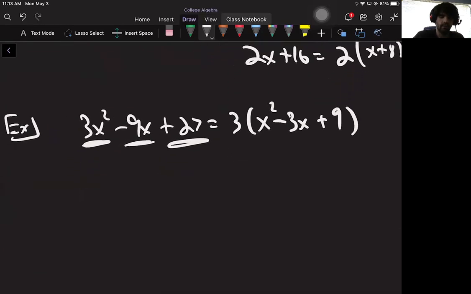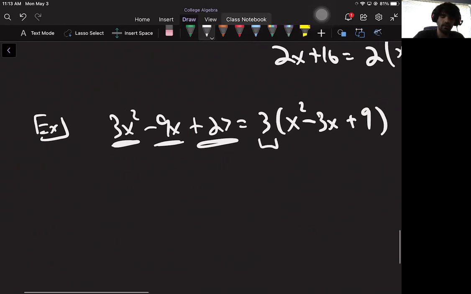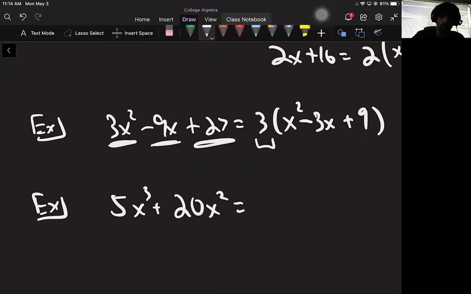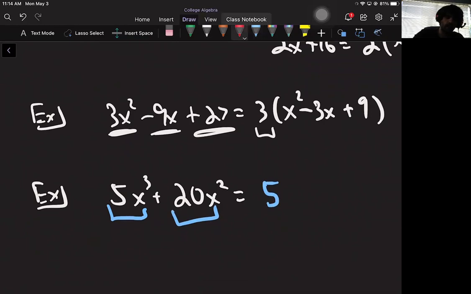So the first kind is just taking out a common divisor from each term. That's all we're doing. 3 goes into all the terms, so we can take it out. We can also take x's out if there's enough x's in every term. So something like this, I could do something very similar. A 5 goes into both of these terms. So I could take out a 5, but an x squared also goes into both of these terms.